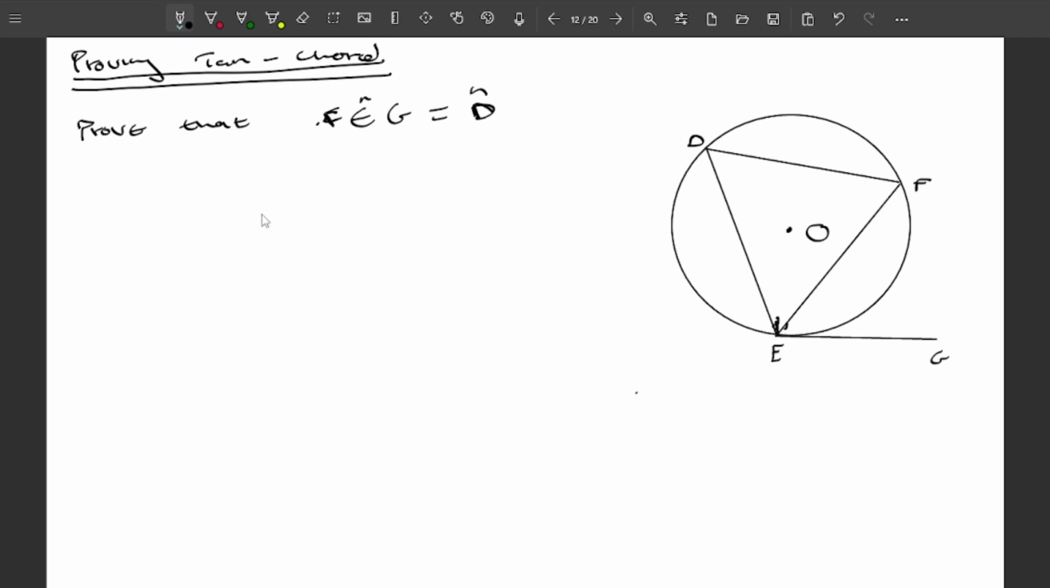Hi guys, so today we're going to be proving the Tan-Chord theorem, and I'll be showing you how to prove the Tan-Chord theorem in under 3 minutes, right?